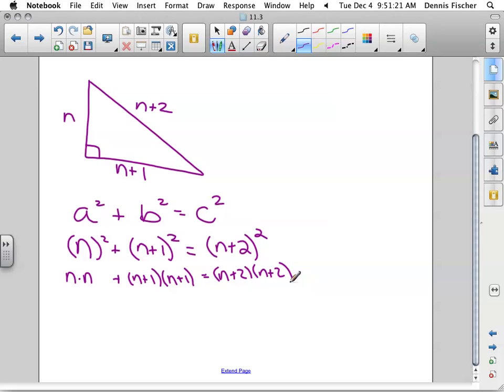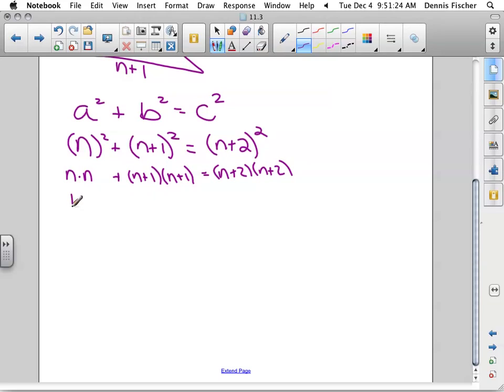So if I work this, n times n is n squared. Plus, if I FOIL this out, I'm going to get n squared. N times n is n squared. Oh, sorry, 2n. 1 times n is 1n, 1 times n is 1n, so it's going to be 2n plus 1. Equals, over here, if I FOIL this out, I'm going to get n squared plus 4n plus 4. I FOIL it out, times everything by everything.